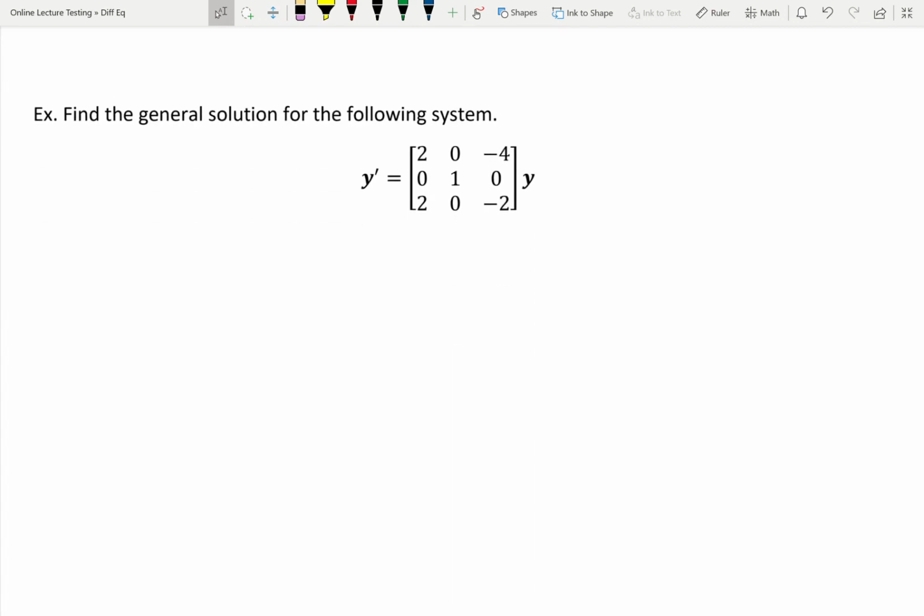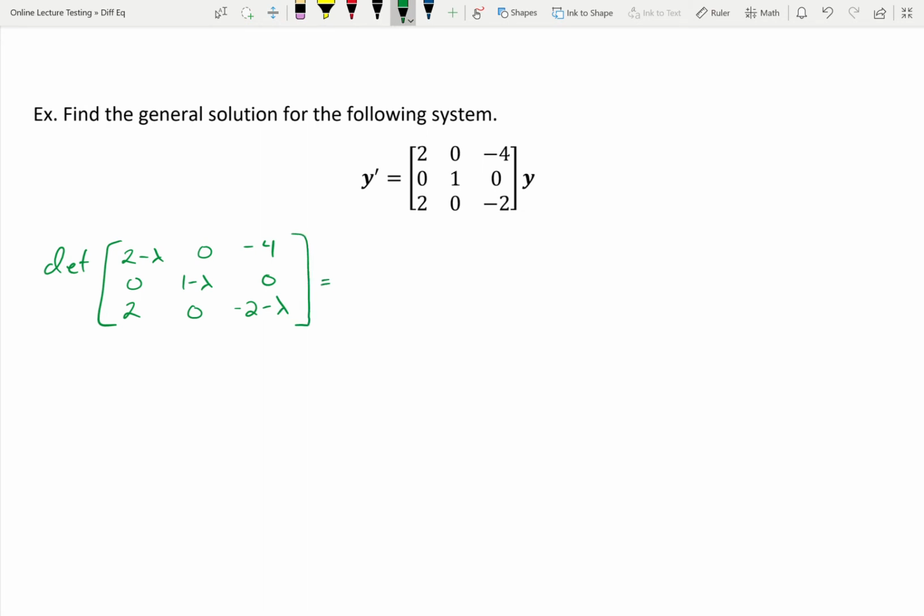All right, so moving on, let's look at a 3 by 3 here. Find the general solution for the following system: 2, 0, negative 4, 0, 1, 0, 2, 0, negative 2. So first of all, like before, I'm going to find the determinant of A minus lambda I. So again, we're just subtracting along.